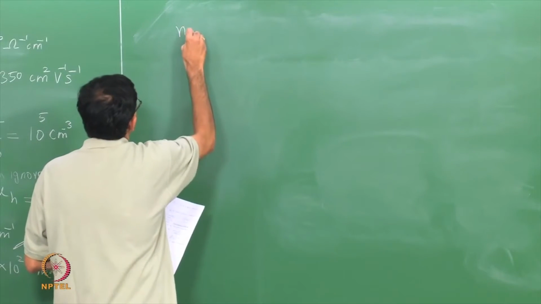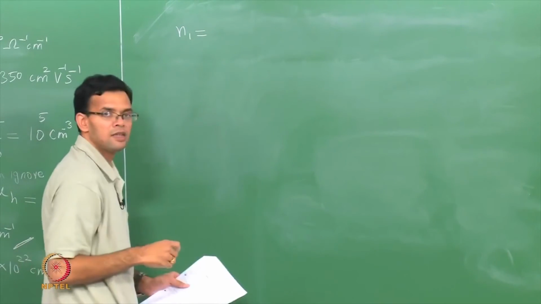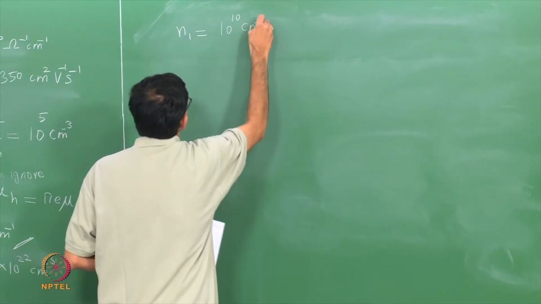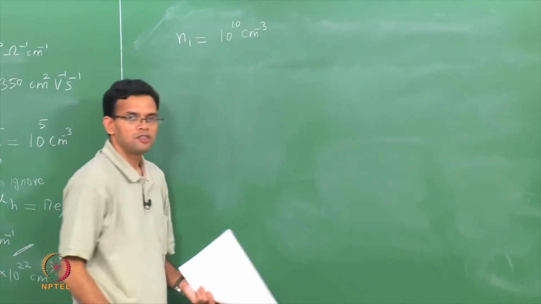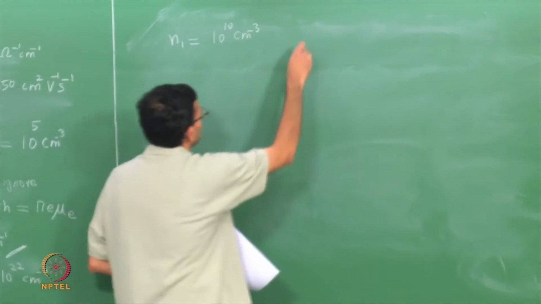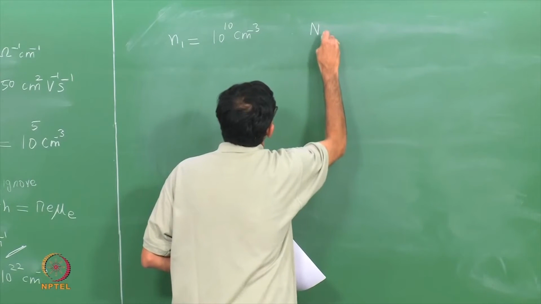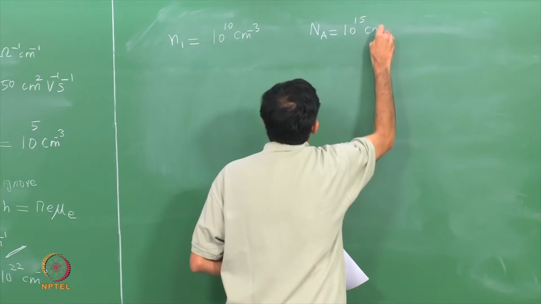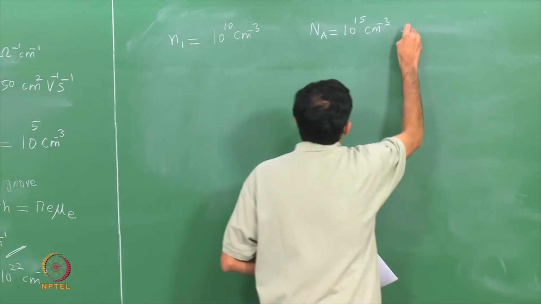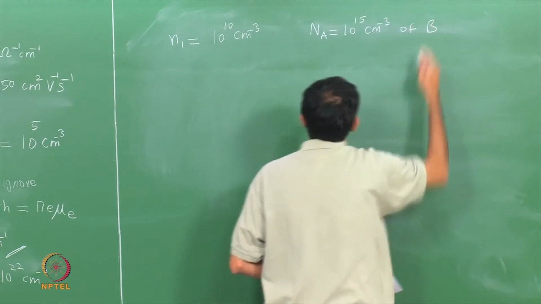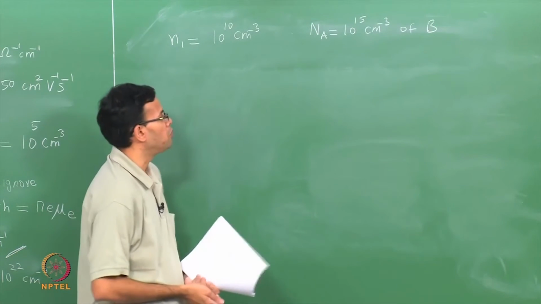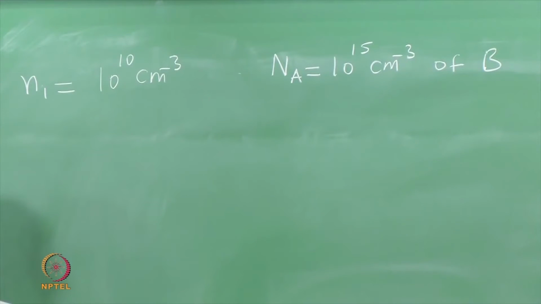So, once again we start with intrinsic silicon, Ni is 10 to the 10 per centimeter cube, but now instead of adding phosphorus, let me add 10 to the 15 atoms of boron. Boron is a group 3 element, so when you add boron to silicon, you basically increase the concentration of holes.